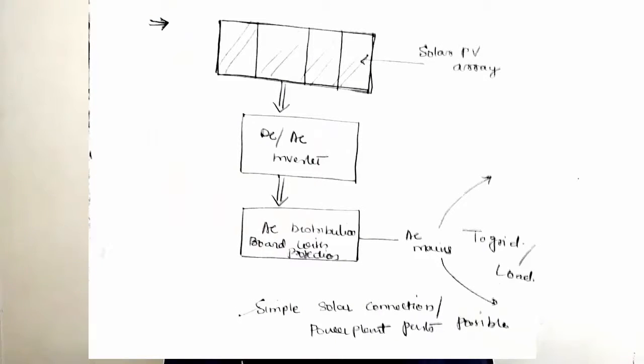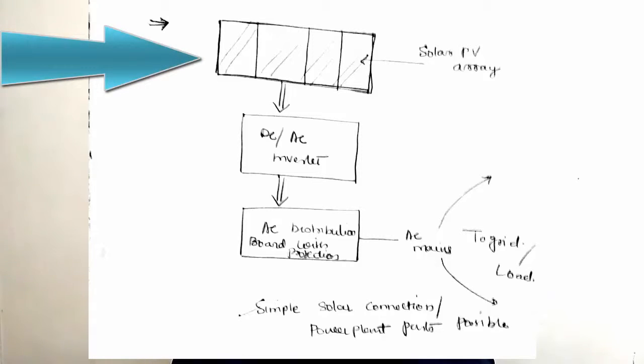there will be a solar PV array. PV will be solar panels. You can have different kinds of solar panels, arranged based on the amount of output which you want. The output from a single solar panel will be very little, so you will need multiple solar panels connected in parallel or series to obtain the desired amount of energy or the desired amount of conversion.